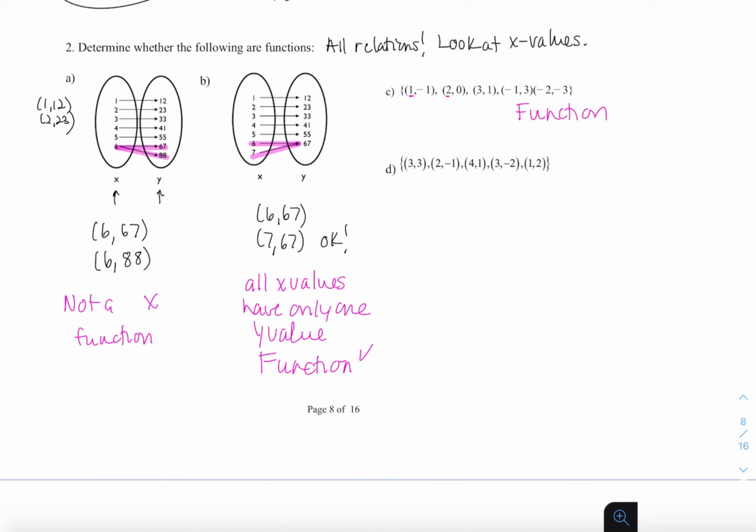Because that rule isn't violated. But if I look at the next one, I can see that the x value of 3 is associated with 3, but it's also associated with -2. Okay, so this is not a function. And remember, these are all relations. Okay, but only these two guys are functions here.